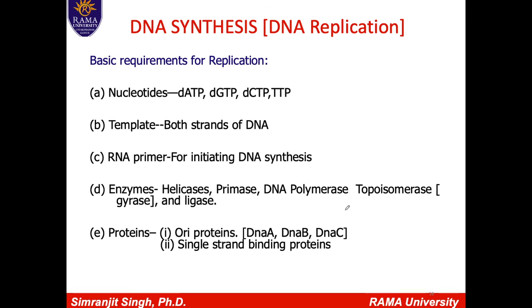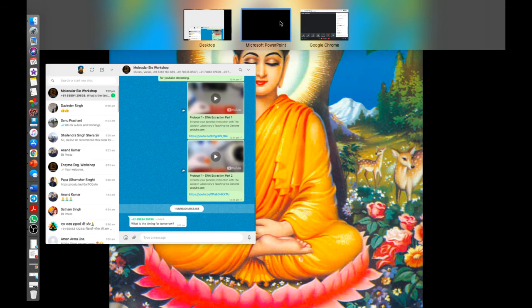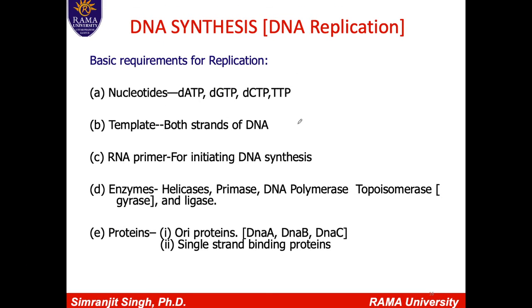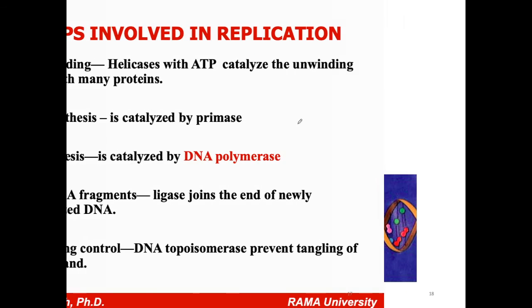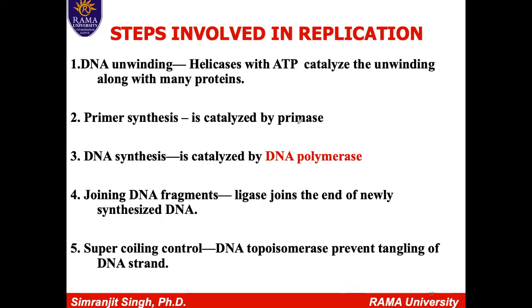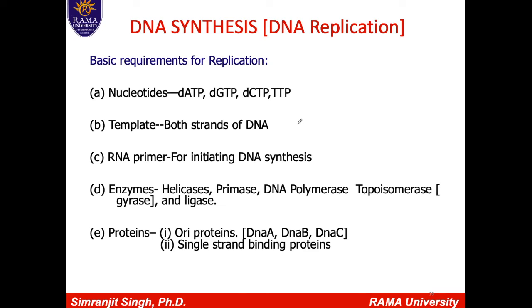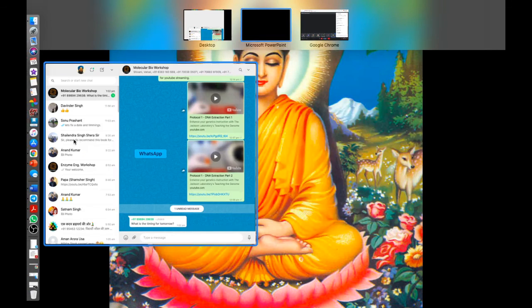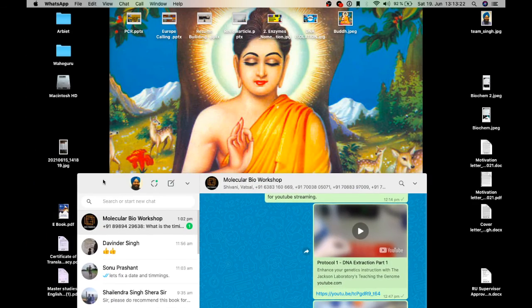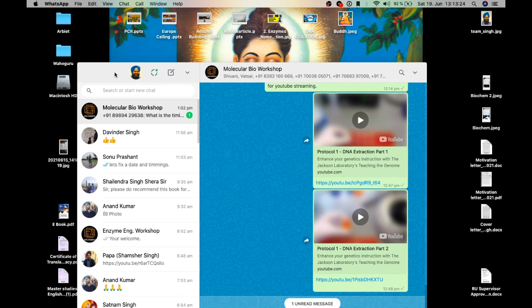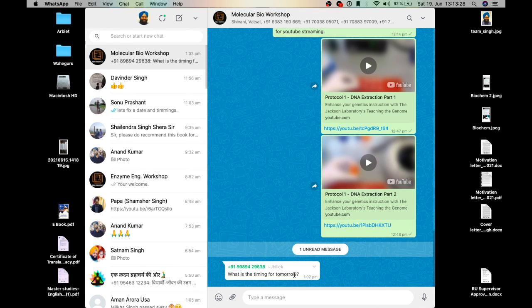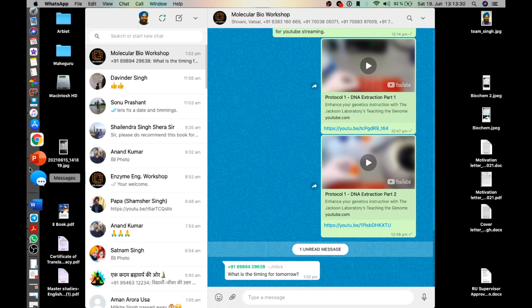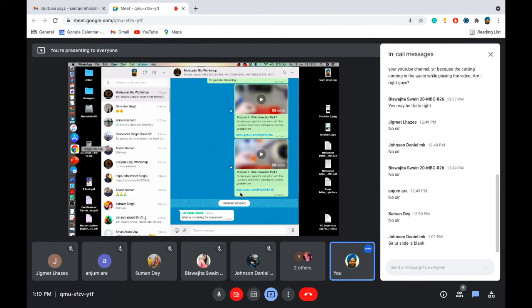I think this will be enough from the perspective of DNA synthesis. I can go wider on this, but it will be too much from the perspective of DNA replication. So we can stop it here now.